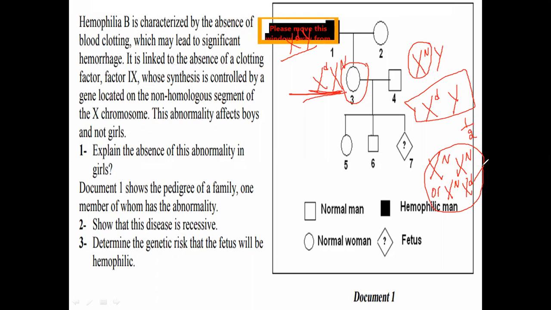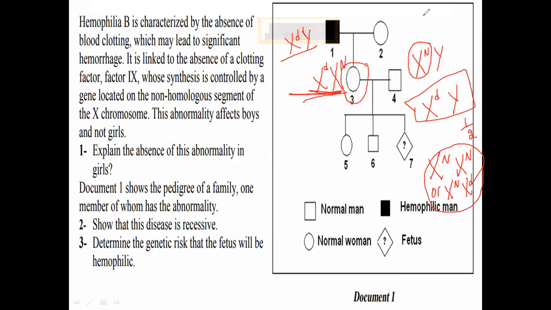Document 1 shows the pedigree of a family, one member of whom has the abnormality. They said to show that the disease is recessive. Why? Because individual 3 is normal, so it carries the allele XD from the father, sure, and another allele XM should be carried from the mother. That's why it's absent, it's masked, so it's recessive with respect to the normal dominant allele. Genetic risk for the fetus to be affected: if it's a female, the risk is 0, it's null. If it's a male, the risk is 1 over 2.